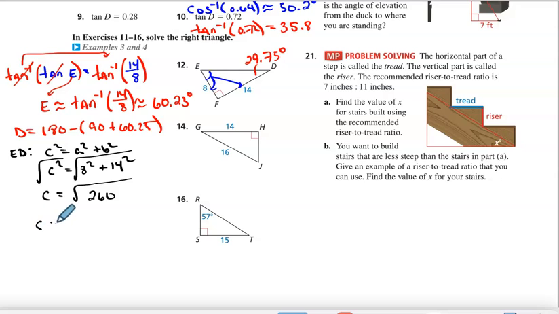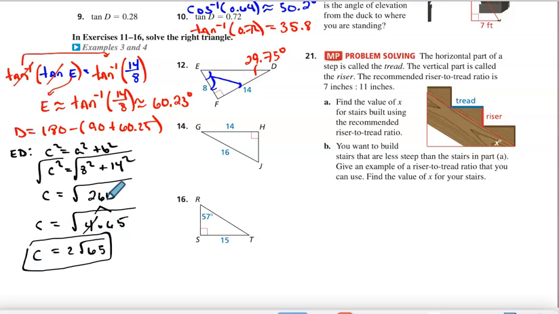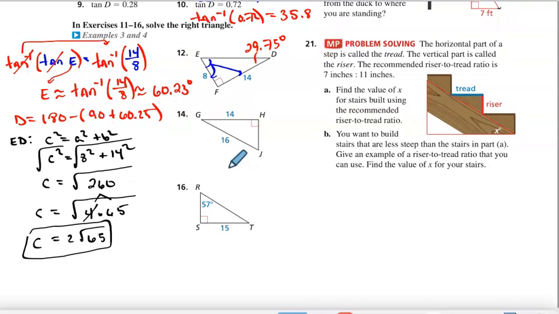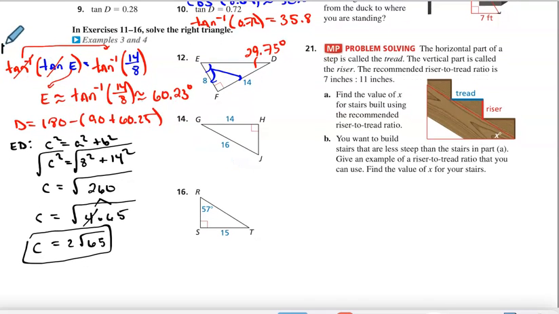And I can simplify this. I'm going to divide this by 4. It's going to be 4 times 65. And the square root of 4 is 2. So 2 root 65. If I break down 65 again, I'm not going to get anywhere except I'll get 5 times 13. Both of those numbers are prime, so I won't be able to go any further. All right, so that'll be the exact value here. All right, so that's number 12.